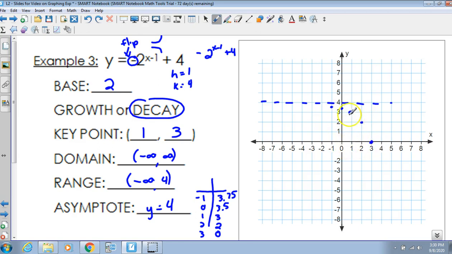We could keep on, and these outputs are going to get lower and lower. These will get closer and closer to, not 0, but our asymptote, which is 4. So our graph looks basically like this, and then keeps going from there.